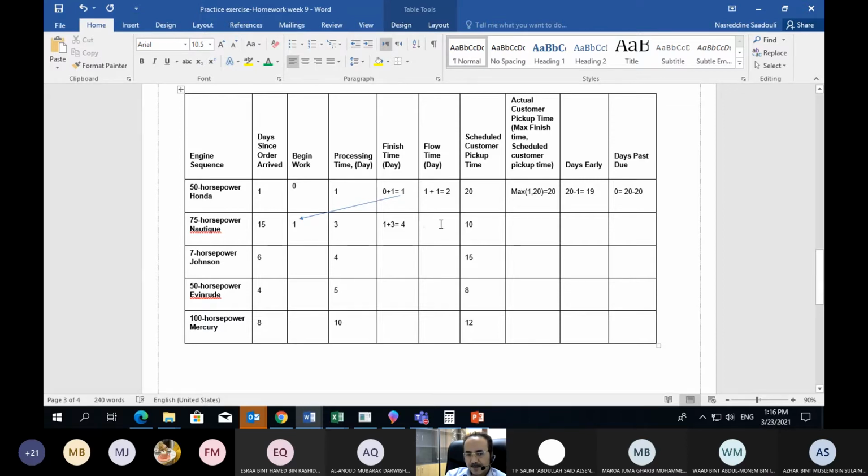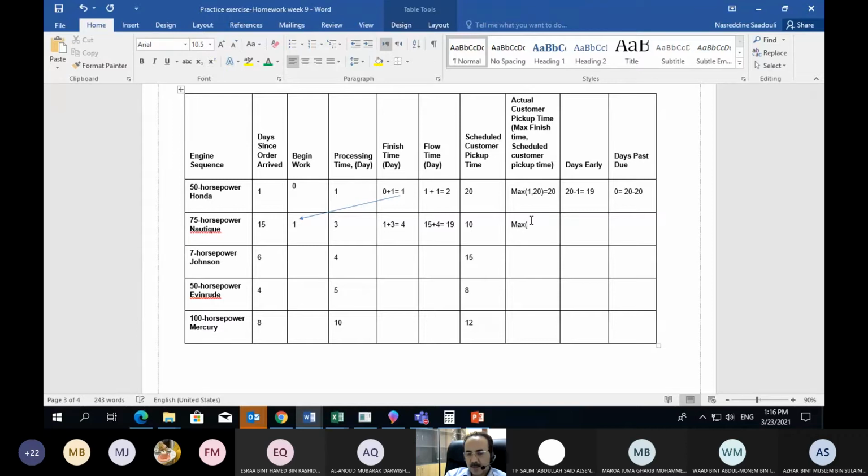For the flow time, it's the days since the order arrived, how long ago we received the order, plus the finish time, which gives us a flow time of 19 days. So what does this mean? It means that this engine has been or will stay in the system for a total of 19 days, 15 days since we received the order. It was already waiting, and then on day 4 it was completed, 1 day waiting and 3 days processing.